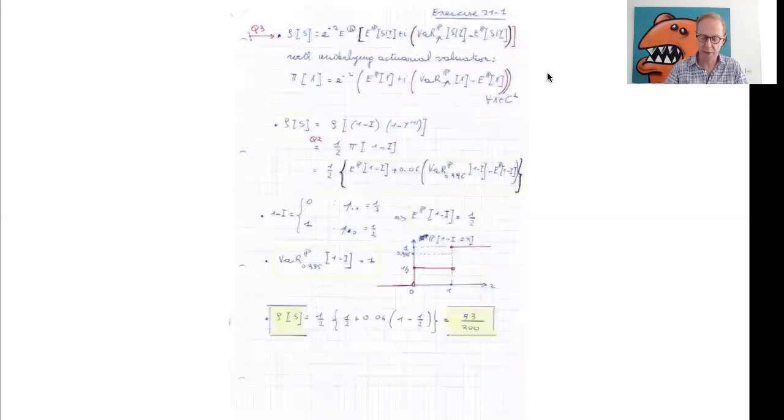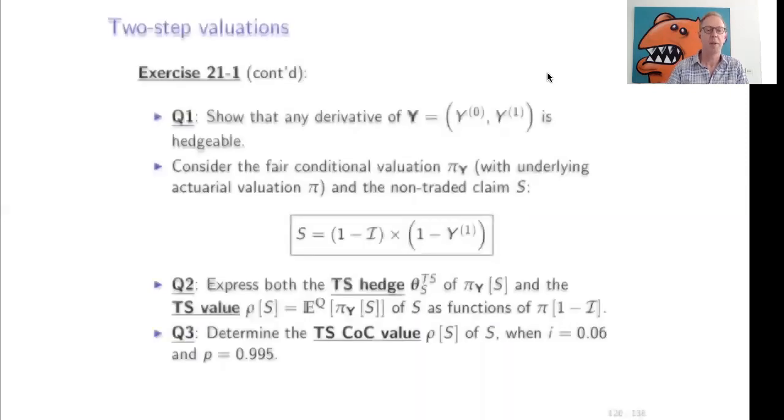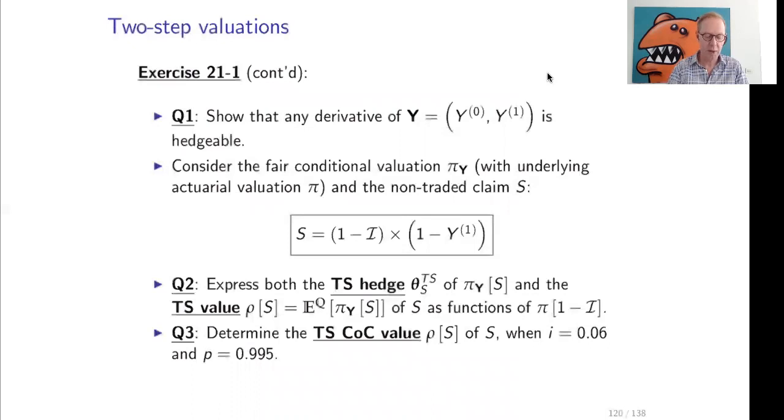Then there is a third question. In the third question, one asks to determine the two-step cost of capital value, ρ(S), when the cost of capital is 6% and when the probability level is 99.5%.